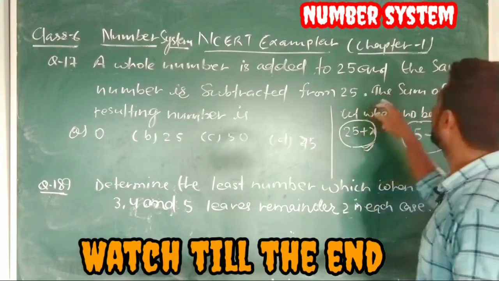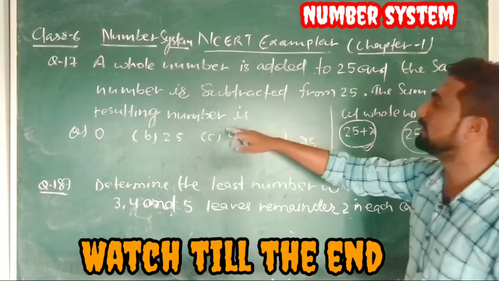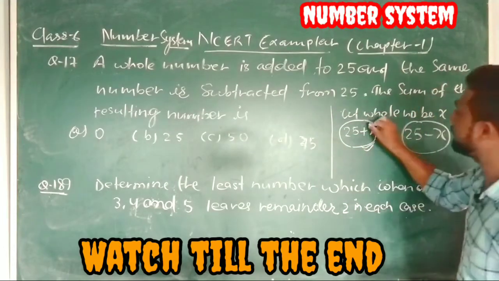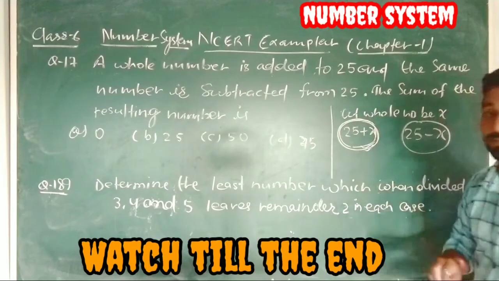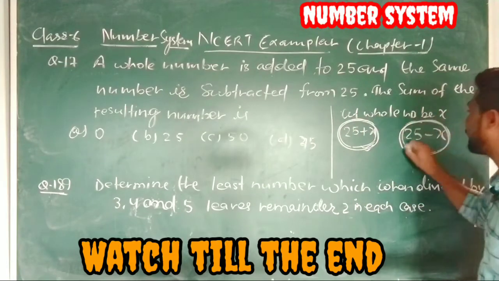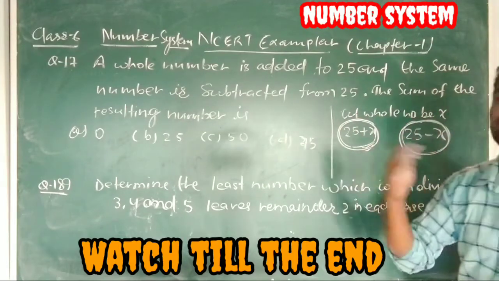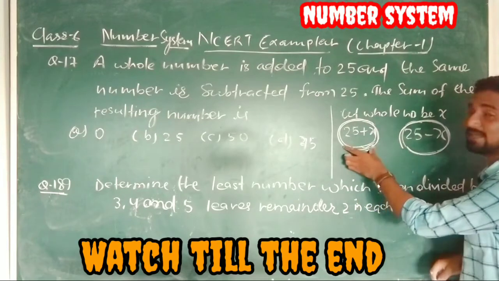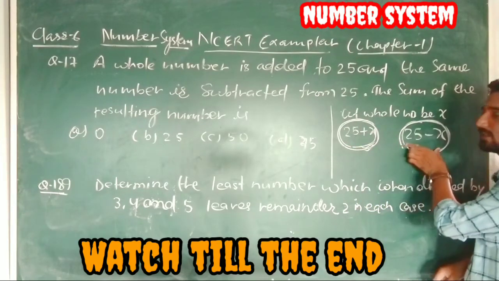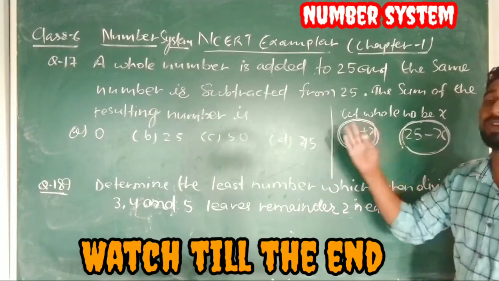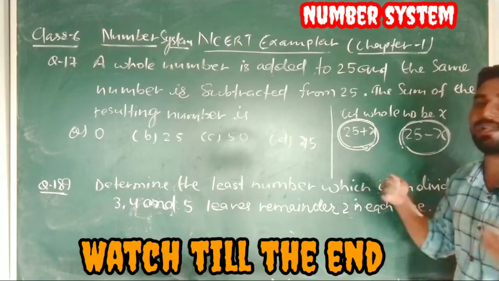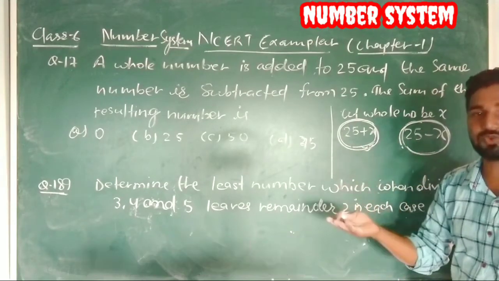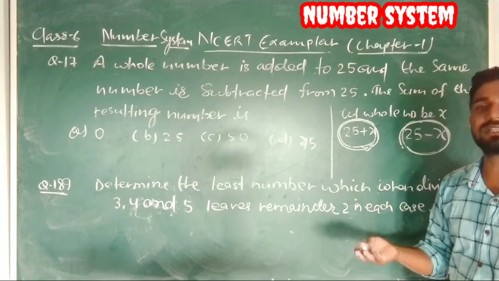And now you see, the sum of the resulting numbers is what? It means after adding these two numbers, what has come, and after subtracting these two numbers, what has come? Their answers we have to add. After adding this has come and after subtracting this has come, so we have to find the sum of these two answers. For finding the sum, you add these two numbers.